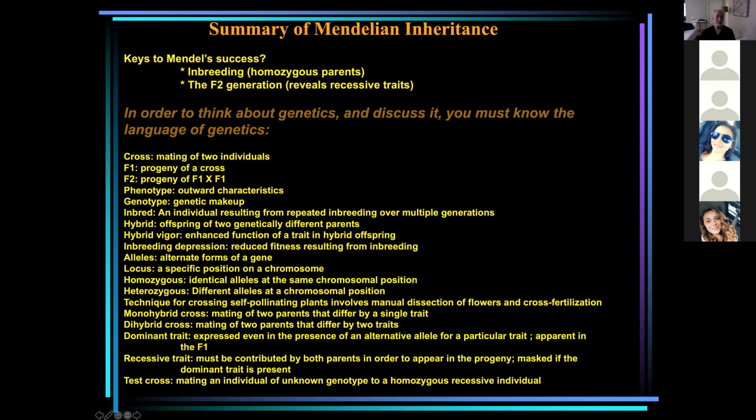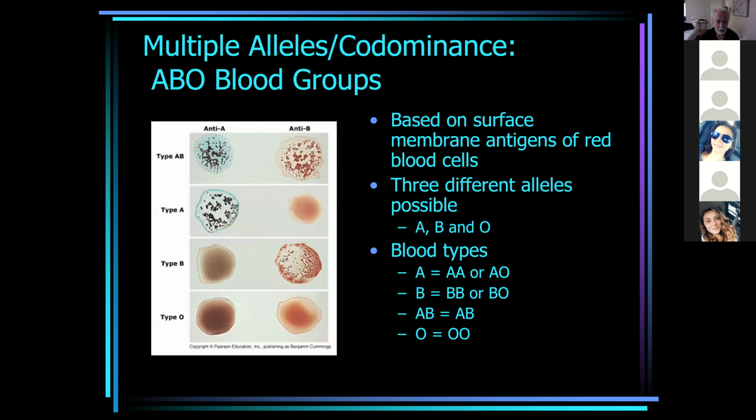Then I've listed a bunch of terms. The first thing I wanted to emphasize on this summary is to remind you to remember what the keys to Mendel's success were: inbreeding and going to an F2 generation. Then I've listed a number of words that you need to know the definitions of, because that's the language of genetics. And if you want to discuss genetics, you have to know the language. I won't go through these. This is intended as a study guide for you. And I think that's the end.